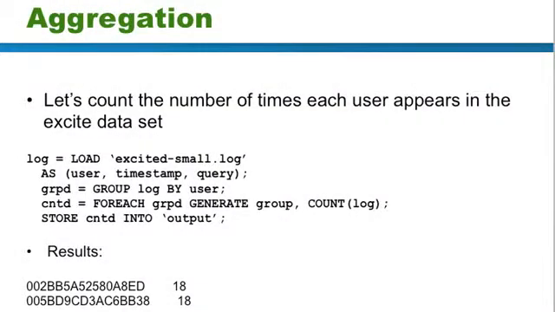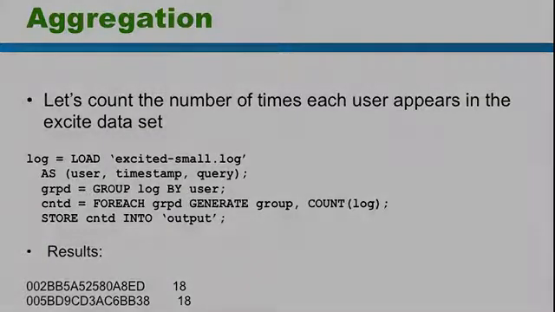So to do an aggregation, let's count the number of times each user appears in the Excite dataset. Very simply, your log, which is an alias, gets load, and then your file. Now the file becomes log in the Pig script. You specify your data types as well as your variables. Now if you notice here, user, timestamp, and query are different variables or columns, and we're not specifying any data type with them. Very similar to Python. Then you group, count, and store. And we can see the results below.